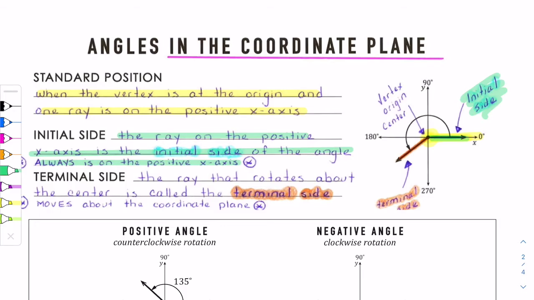And the terminal side is the ray that rotates about the center, and it moves all around the coordinate plane. So here is the terminal side in this example. Okay, it could be anywhere, so it's wherever the second side of your angle is. It's called the terminal side.